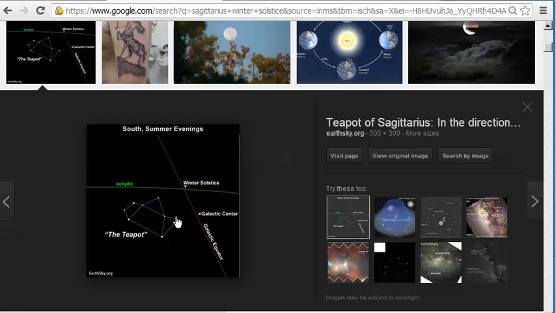Okay, at first, looking at this picture, I thought I saw a mistake, but I realized that because the ecliptic and the celestial equator, or the equatorial plane of the Earth, should be parallel at the winter solstice, but this is not the Earth's equator, this is the galactic equator. And the center of the galaxy lies in this direction, near the teapot.